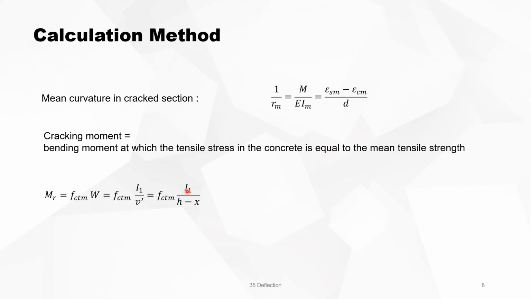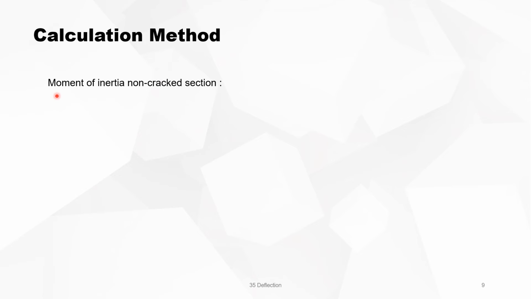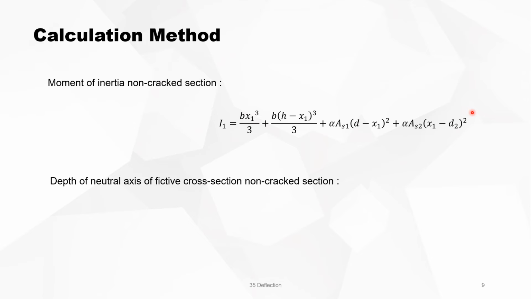Okay, this is for the uncracked section. So the cracking bending moment is calculated with the moment of inertia of the uncracked section, non-cracked section. fctm, for concrete quality smaller than C50, is equal to 0.3 fck to the power 2/3. The moment of inertia of a non-cracked section that we have seen in the previous lessons is equal to that.